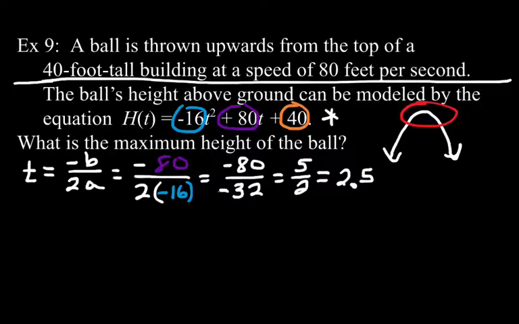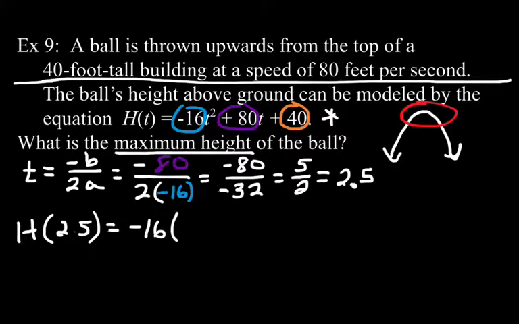Now, in this case, notice they're actually looking for the maximum height. So we actually have to plug this one back in to find the maximum height. So we're going to do h of 2.5, and that equals negative 16 times the input value squared plus 80 times the input value, and then plus 40. And of course, I don't have my calculator here, so we're going to see how good my mental math is today.